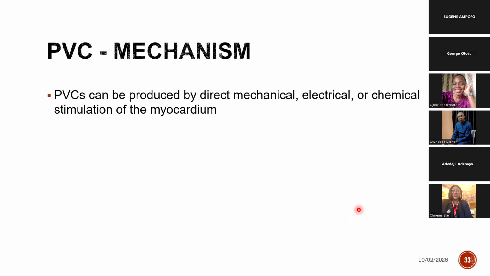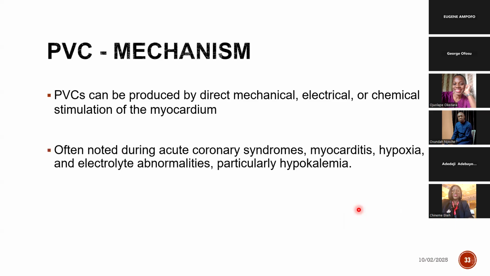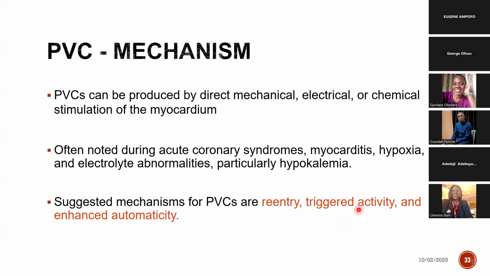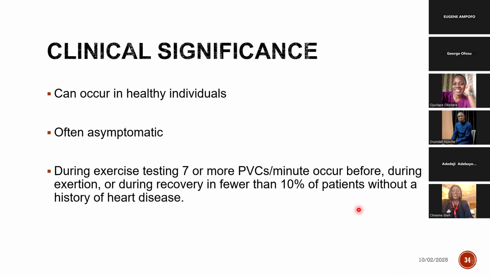PVC can be produced by direct mechanical, electrical, or chemical stimulation of the myocardium, and is often noted during acute coronary syndromes, myocarditis, hypoxia, and electrolyte abnormalities, particularly hypokalemia. Suggested mechanisms of PVC are re-entry, triggered activity, and enhanced automaticity. We heard a lot about this yesterday, but I'll talk more on it on a subsequent slide as well. So what is the clinical significance of PVC?